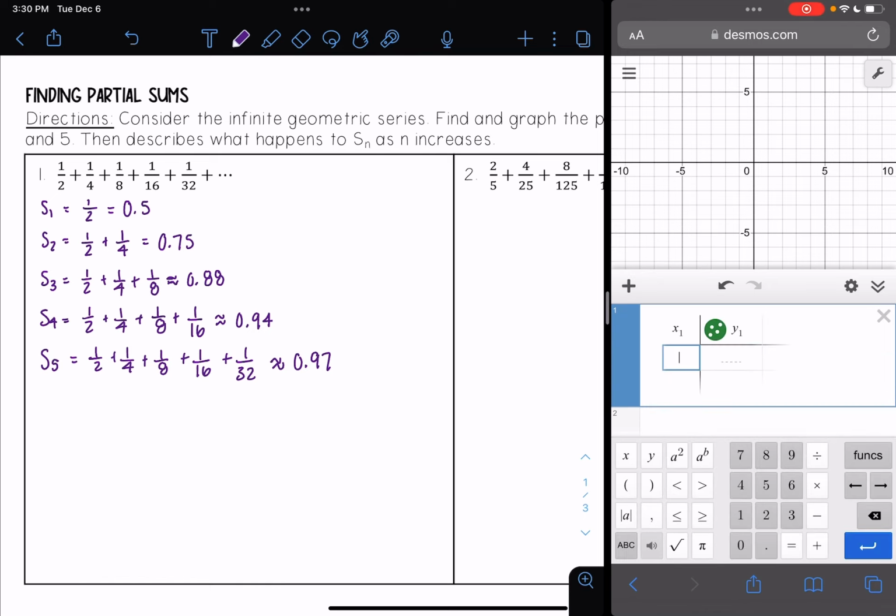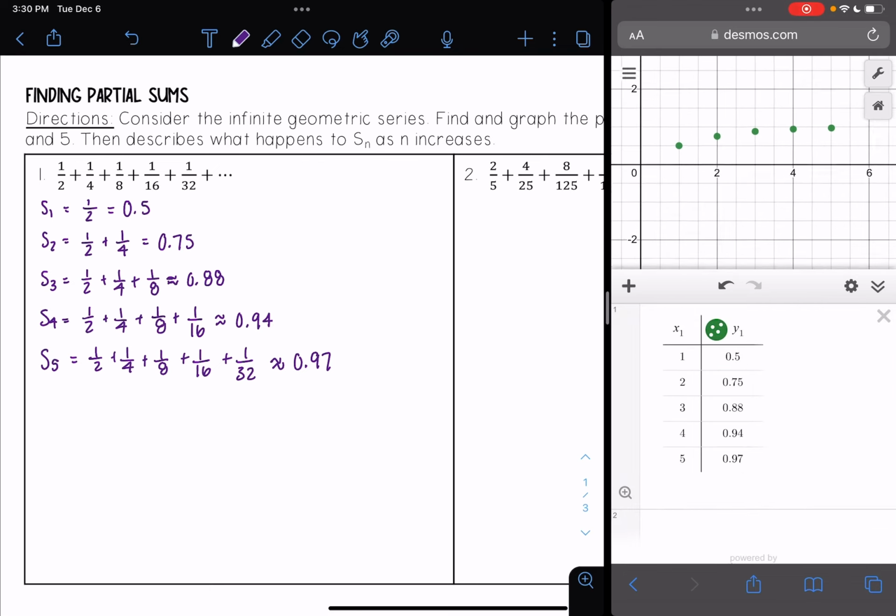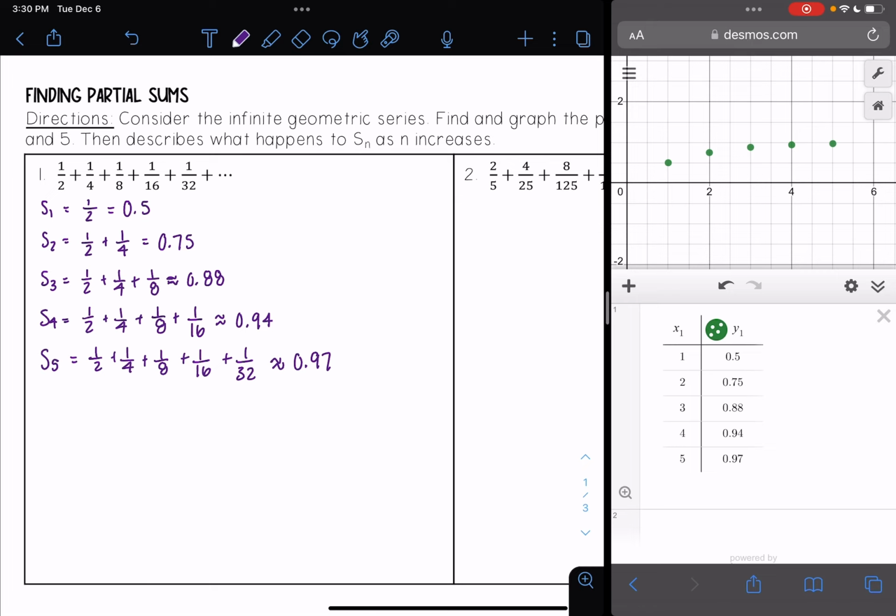And so for this, you can just graph this on Desmos. So to do that, you enter in a table. For your x terms, that's just going to be 1, 2, 3, 4, and 5. And then your y terms are what those sum values are. So the first one we found would be 0.5. Next one is 0.75. 0.88, 0.94, and 0.97. And so I see that my graph looks something like that.